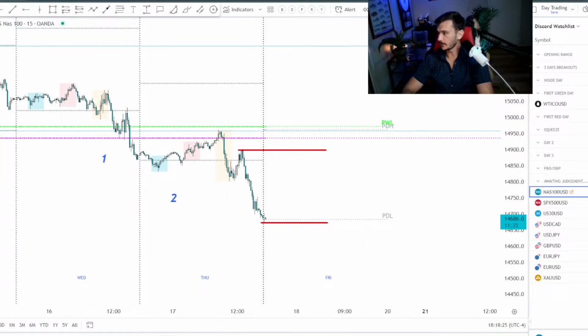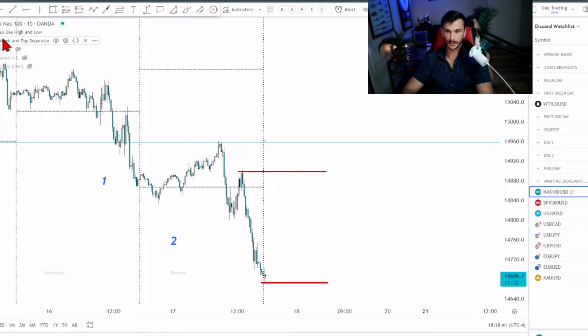Which indicator do you use to identify previous day's low and previous day's high? This is the pips to profit indicator over here. Like I said, you can get it from Discord. It's free. Or if you don't want to do that, you can just use whatever one's on TradingView. Just type in previous, month, week, day, high, low, and you can find it.